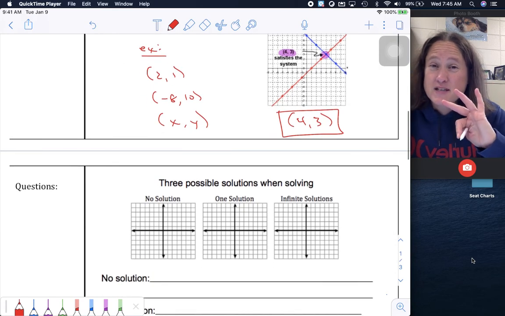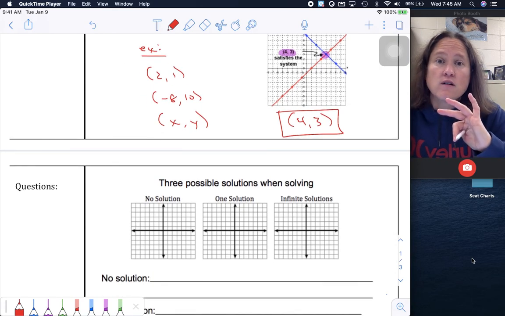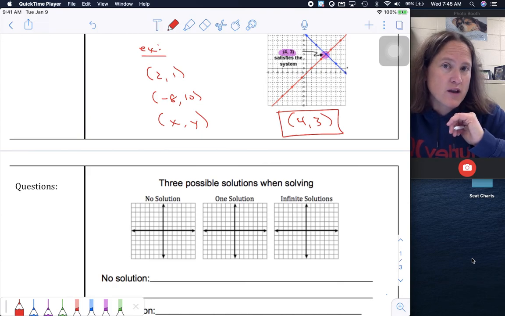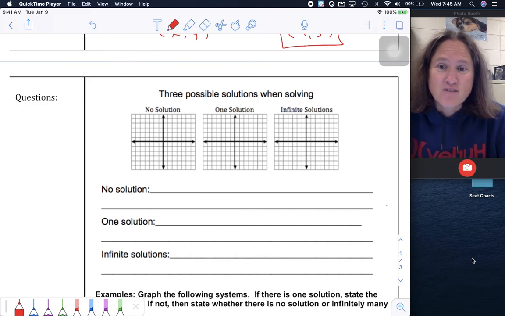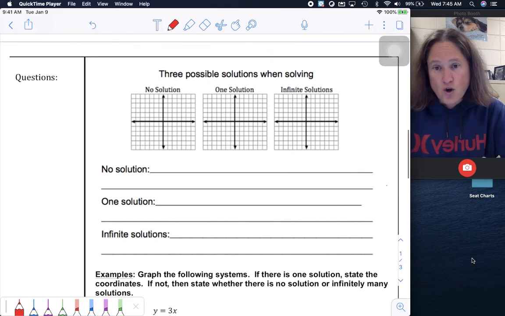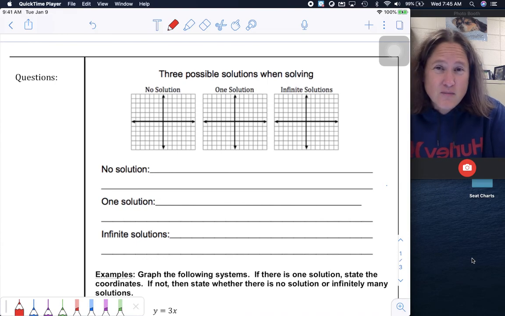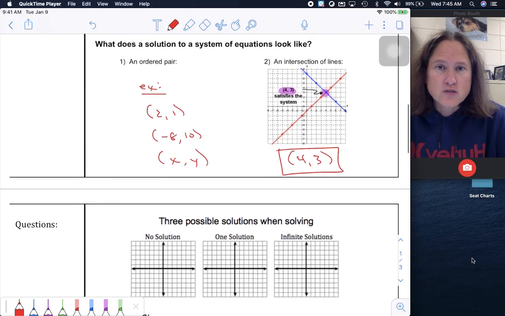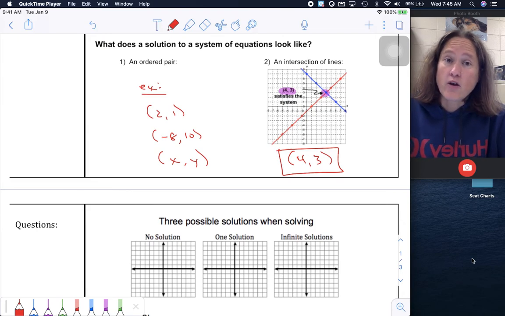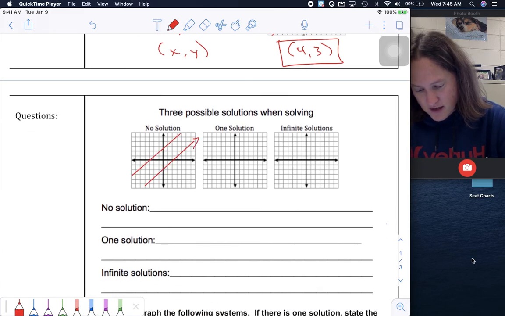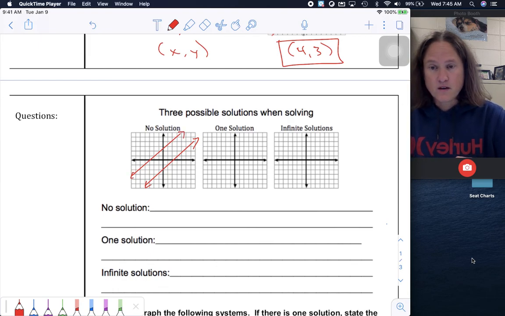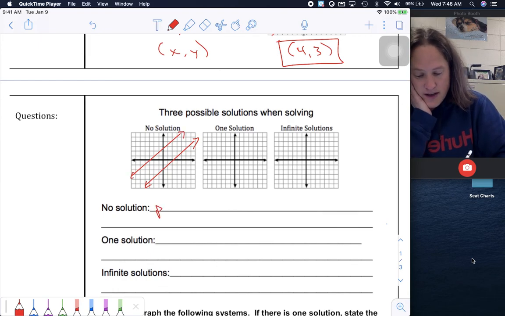There are 3 possibilities though, just like when we solved linear equations. 3 possibilities of what can happen when you solve a system: no solution, one solution, and infinite solutions. If you think about example number 2, one solution was where the lines intersected once. No solution is going to be where they don't intersect. So you're going to have 2 completely parallel lines. That is going to be a no solution.